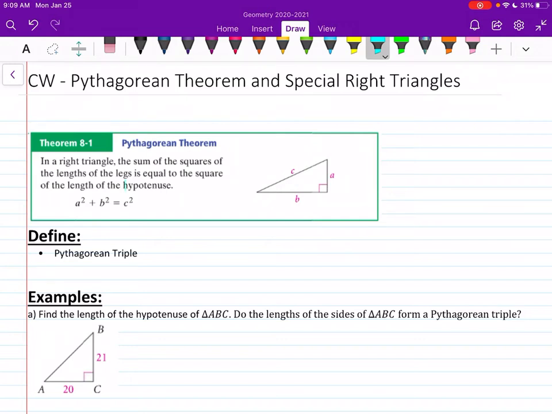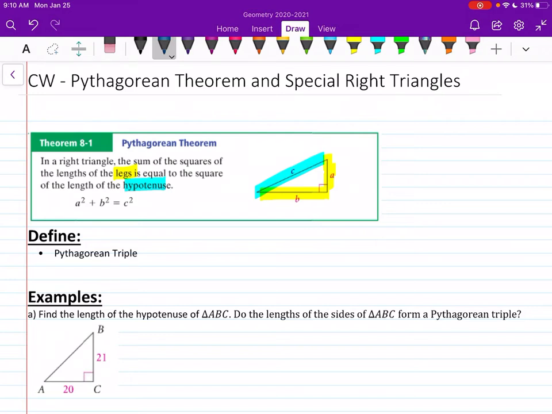So a reminder that the hypotenuse is the side that is across from the right angle, and it's always the longest side, and that the legs are the two sides that touch the right angle, and together they form that 90 degrees, and those are going to be the two shorter sides. So the Pythagorean theorem says that a squared plus b squared equals c squared, where a and b are the legs, and c is the hypotenuse.